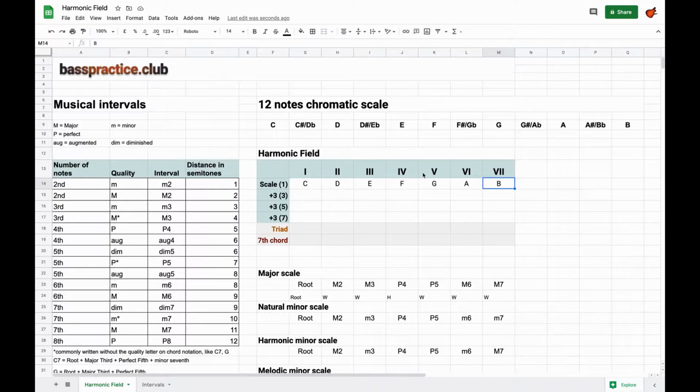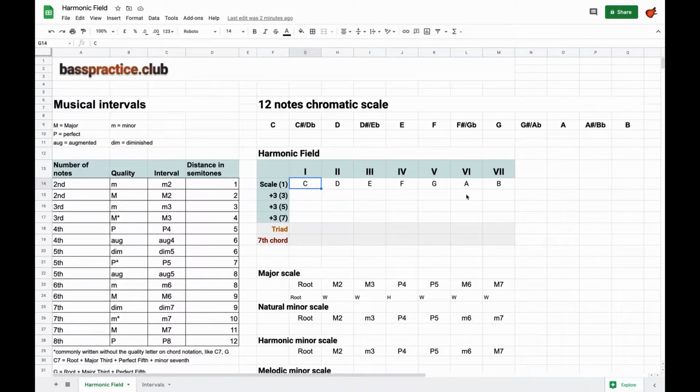For example, I can start here. A third is 3 notes, 1, 2, 3, and then 3 notes again, 1, 2, 3, and then 3 notes again, 1, 2, 3. To create the chords here, we have the 1, then plus 3, that will be the third, then plus 3 again, that will be the fifth, like 3, 4, 5. Plus 3 again, it will be the seventh, 5, 6, 7.